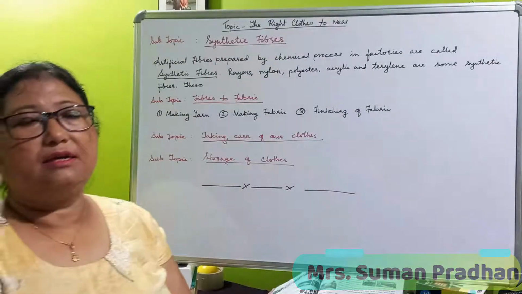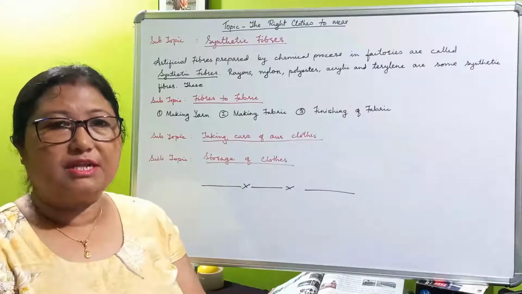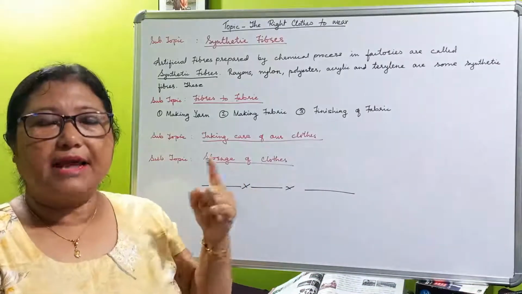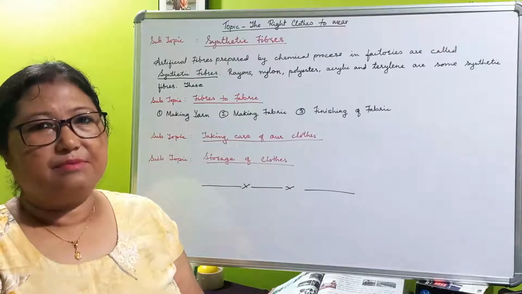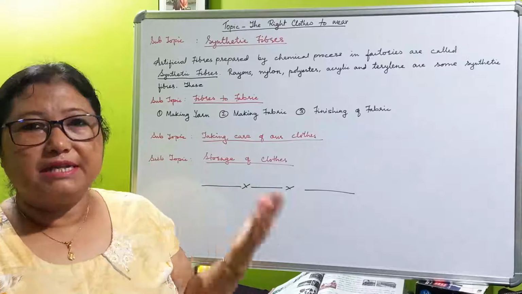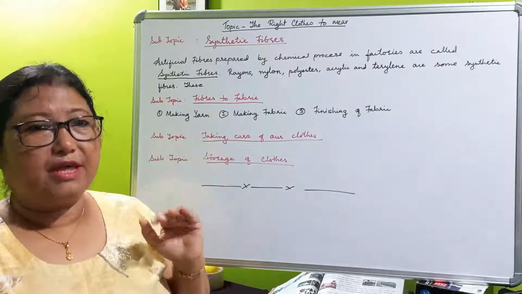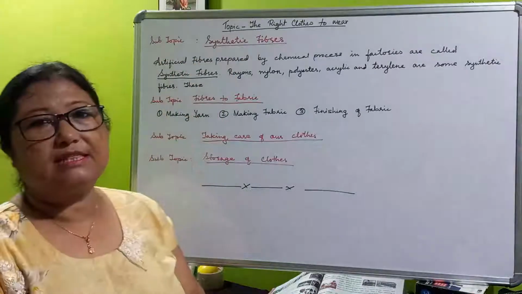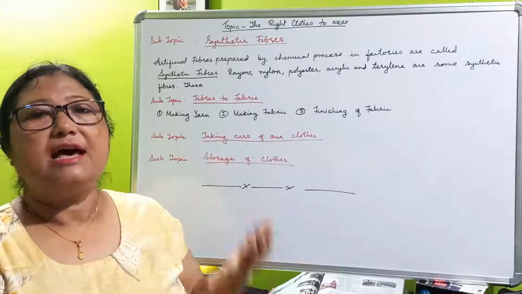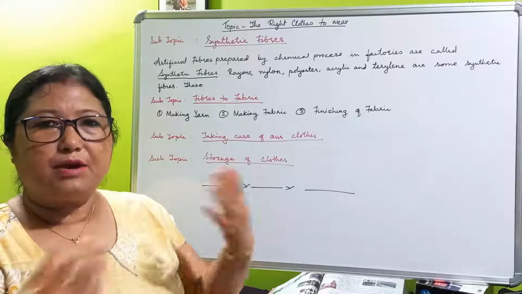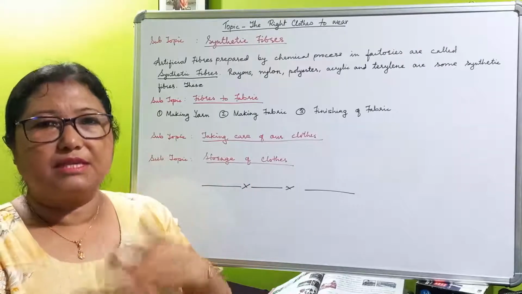Now there are two types of fibers we have learned, isn't it? What are they? Natural fibers and synthetic fibers. Natural fibers we get from plants and animals. All these things I have explained in detail in my previous class. Now today I am going to explain what synthetic fibers are. These synthetic fibers are man-made fibers. They are artificial fibers. They are made by a chemical process in the factory.